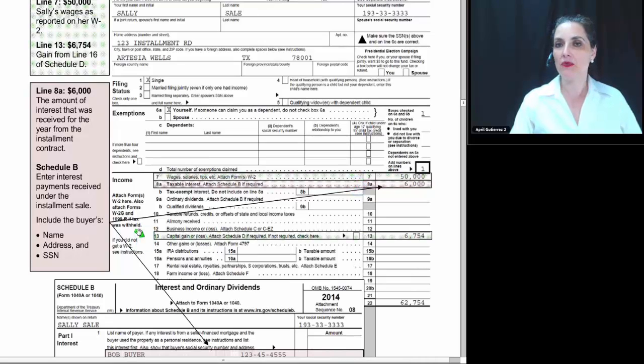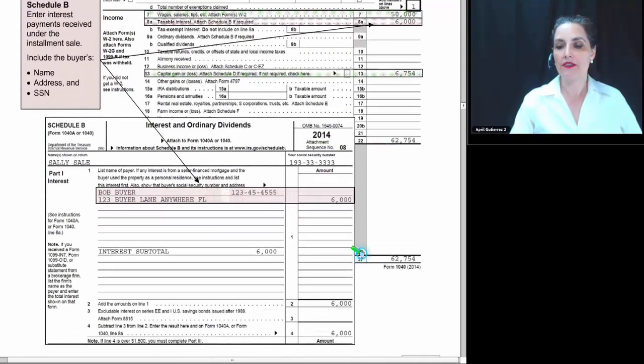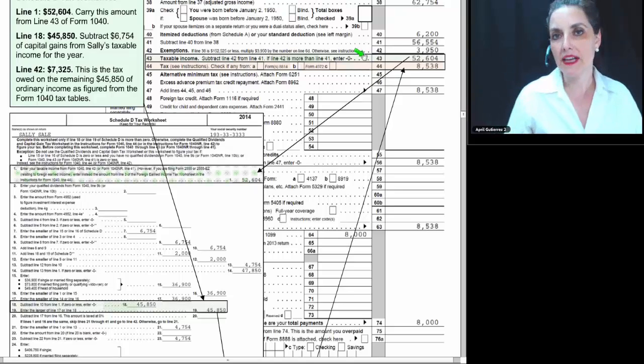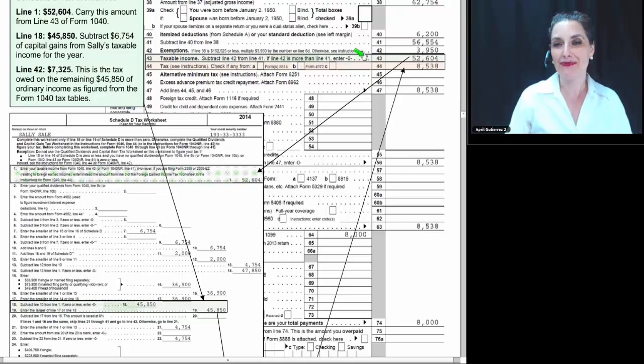Next, on line 13, we show the capital gain that is being reported for the year, and we arrive then at our adjusted gross income being $62,754. We move over to page 2 of the form. We claim her standard deduction. We claim a personal exemption to arrive at line 43, which is her taxable income. And once we've got the taxable income, now it's time to figure the tax.